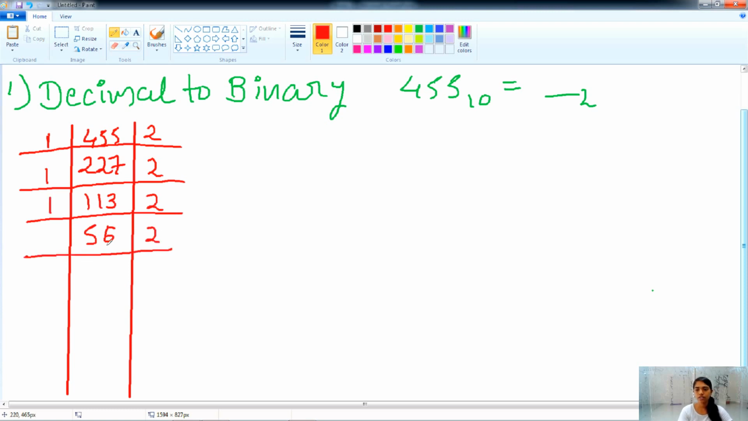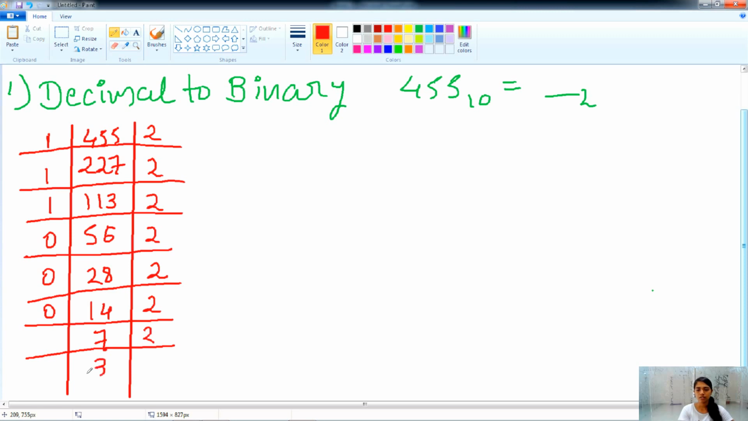Again, here 56 is perfectly divisible by 2, so we would have 28 as quotient and no remainder, so we would write 0. Again, 28 is perfectly divisible, so we would write 14 with 0 as remainder. Again, 14 is perfectly divisible, so we would write 7 with 0 as remainder. Now 7, we will get 3 as quotient and 1 as remainder. 3 is divisible by 2 and we would get 1 as remainder.